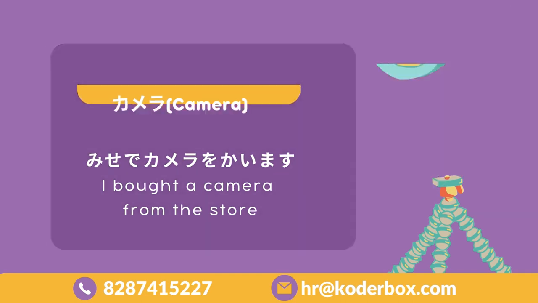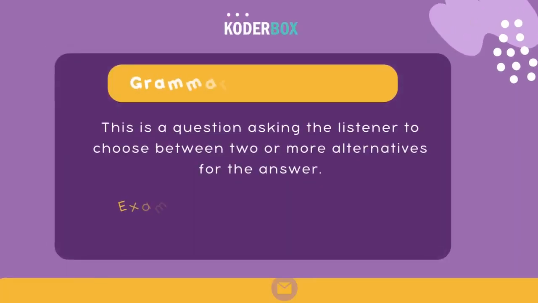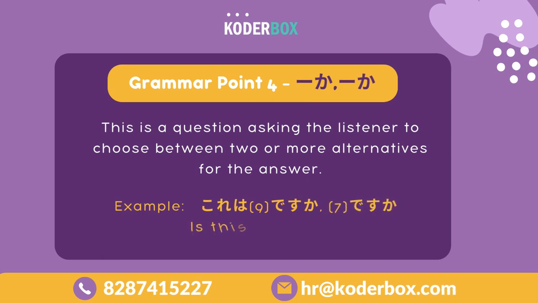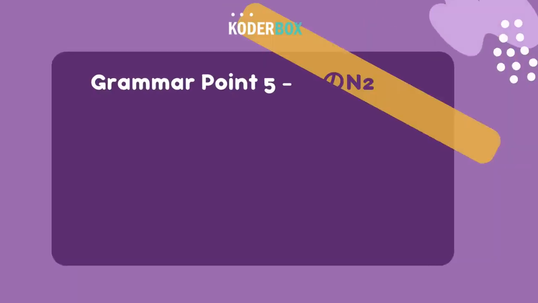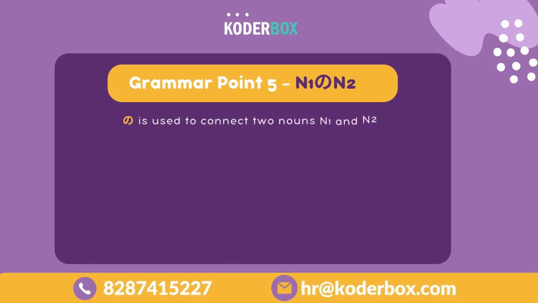Now moving on to grammar. Grammar point 4, ka and ka. This is a question asking the listener to choose between two or more alternatives for the answer. Example, kore wa kyu desu ka? Shichi desu ka? Is this a 9 or a 7? Kyu desu.